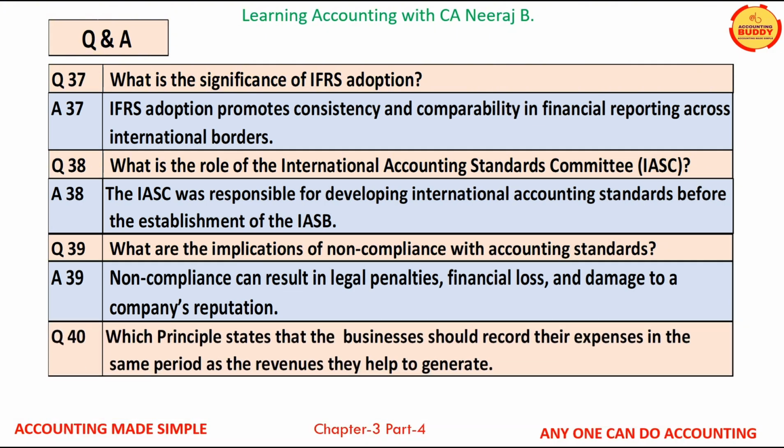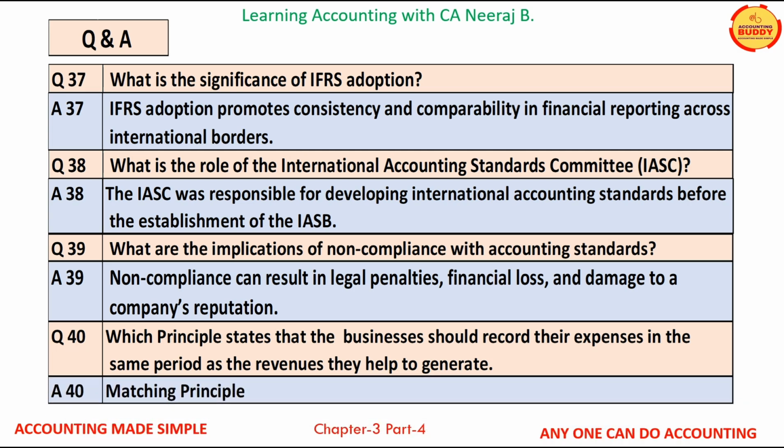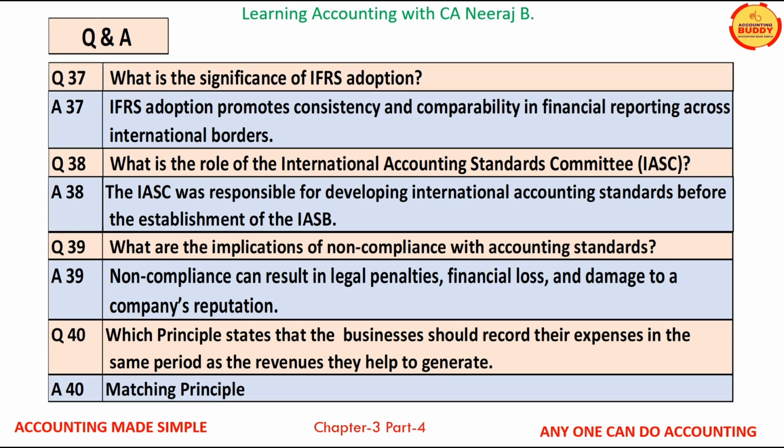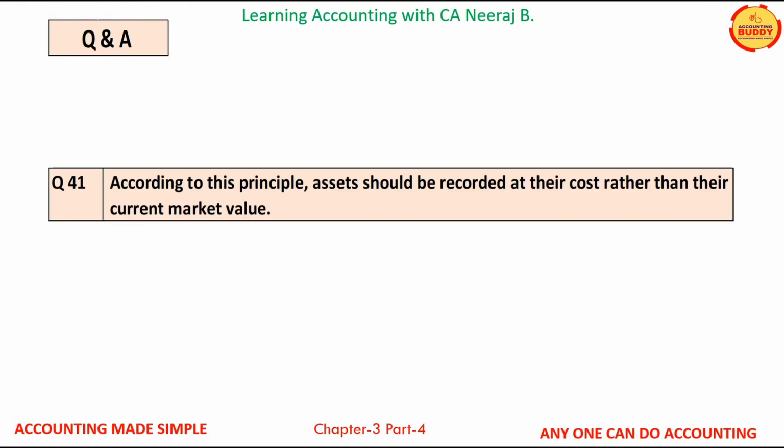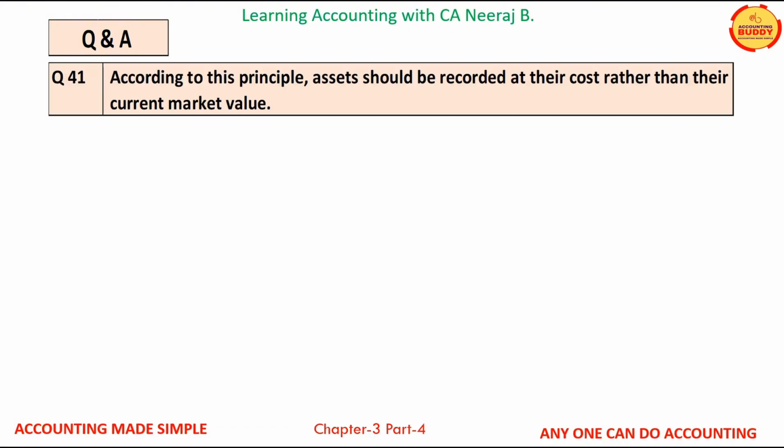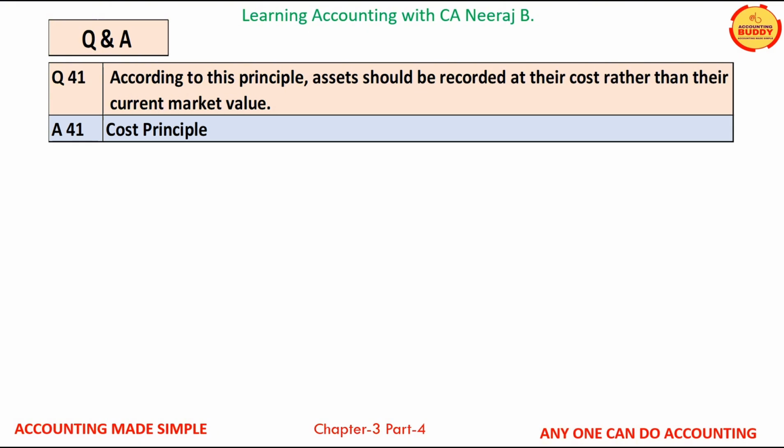Now, question number 40 is, which principle states that businesses should record their expenses in the same period as the revenue they help generate? And the answer is matching principle. Let us address a couple of more one-word answer questions. Question number 41 is, according to this principle, assets should be recorded at their cost rather than their current market value. The answer is cost principle.